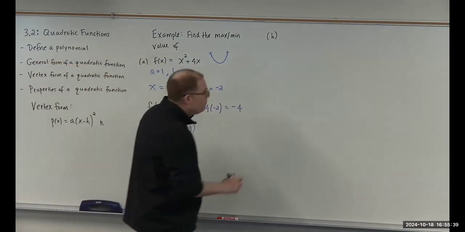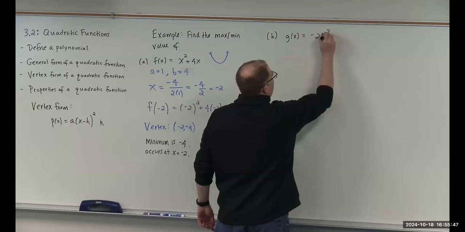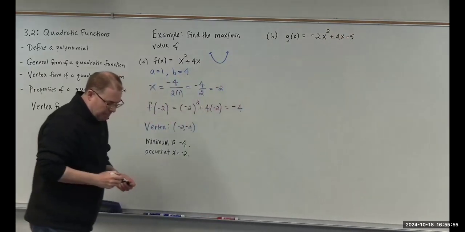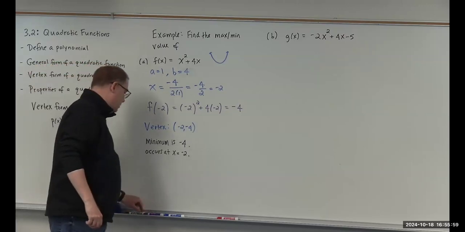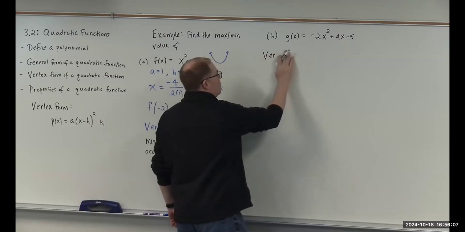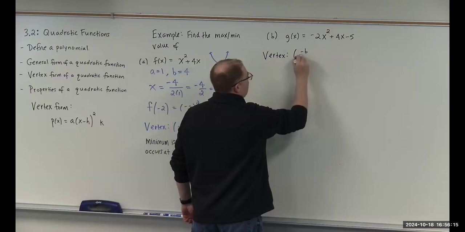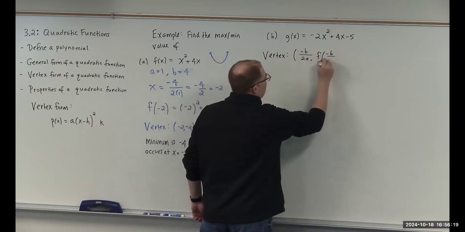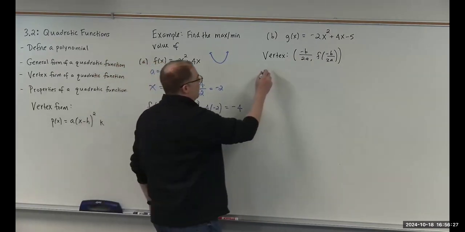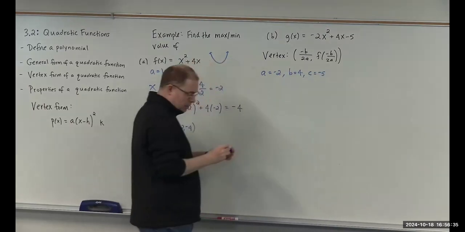Same example, but for a different function. Let's say we have negative 2x squared plus 4x minus 5. So again, going back to our definition, we just need to apply this. We have a is negative 2, b is 4, c is going to be negative 5.